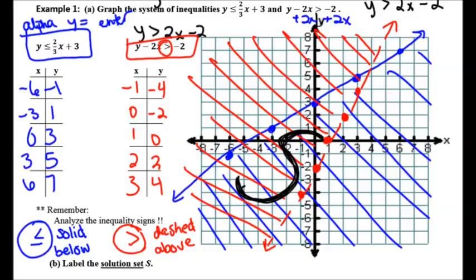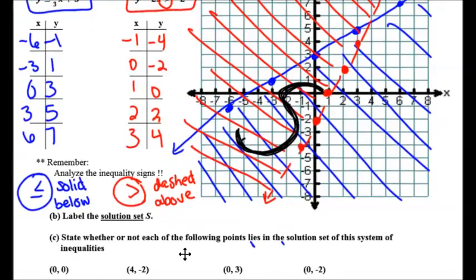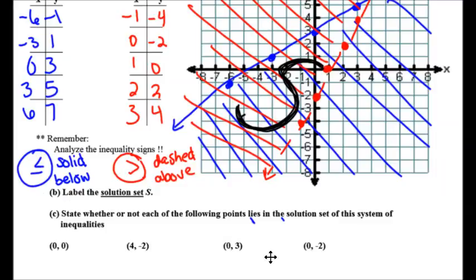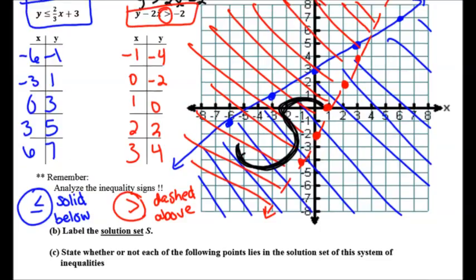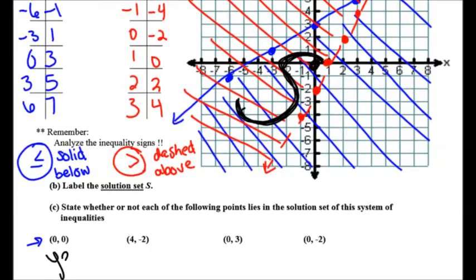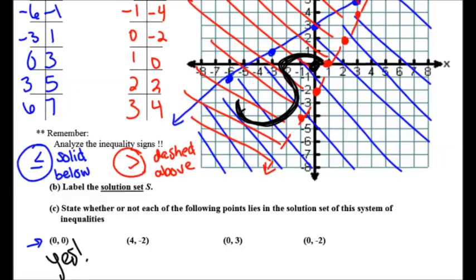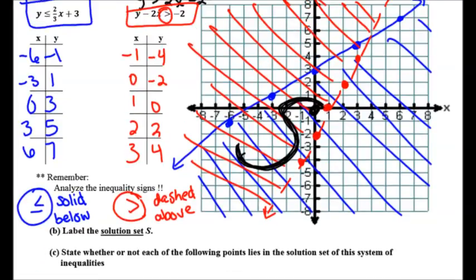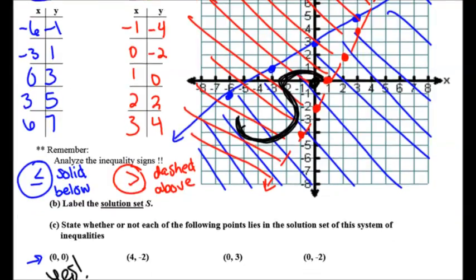Okay? So again, let's see if we can find some points that are in the solution set. Is the point (0, 0) in the solution set? Well, let's look. (0, 0) is the origin, and yes, it is. Okay? So we'll put a yes. What about the point (4, -2)? So find that point on your graph. +4 and -2. It's right here.